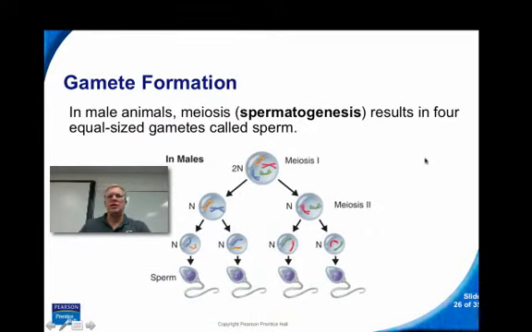All right. If this process were taking place in a male, this is called spermatogenesis. This takes place in the testes of a male animal, and the end result would be 4 sperm cells.